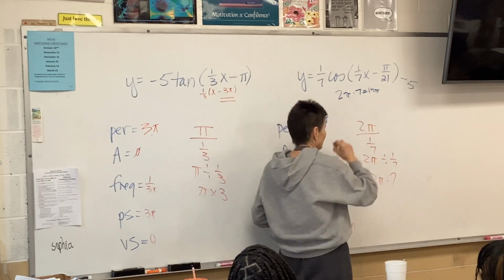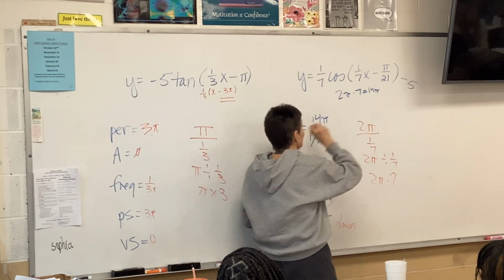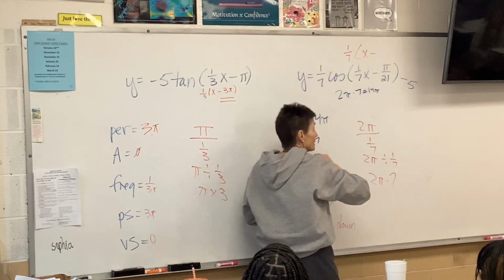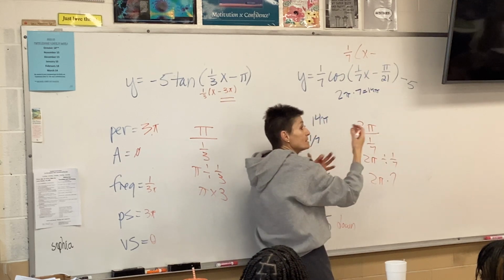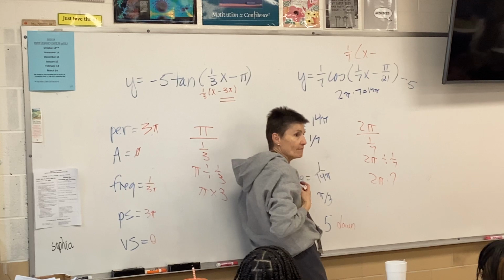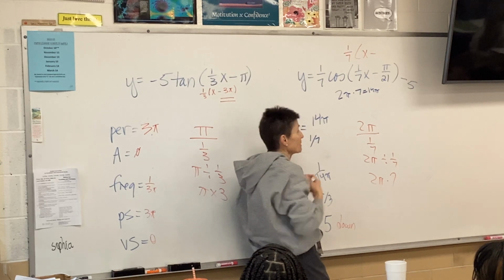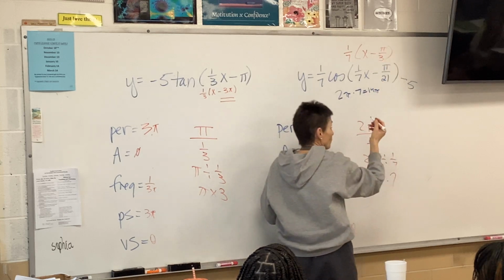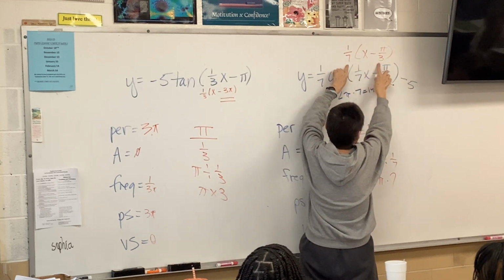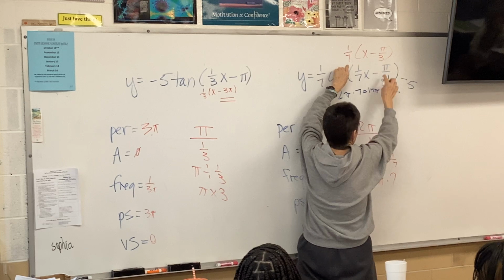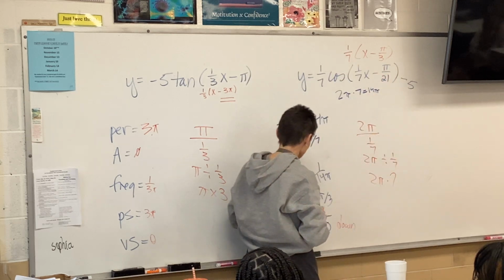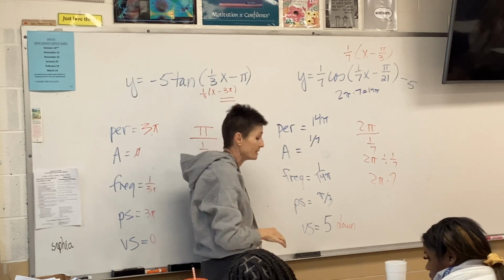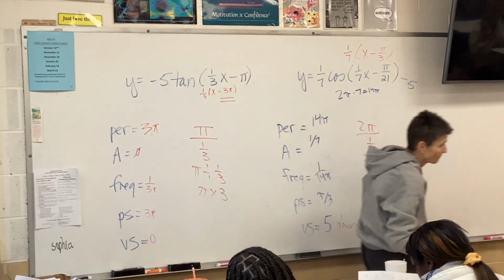Now, we need our phase shift. If I factor out a 1/7, that's like dividing by 1/7, which is timesing by 7, so he said pi over 3. Is he right? Does that give me pi over 21? It does. So his phase shift is positive pi over 3. Nicely done.